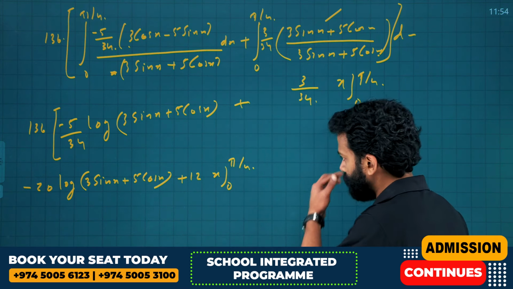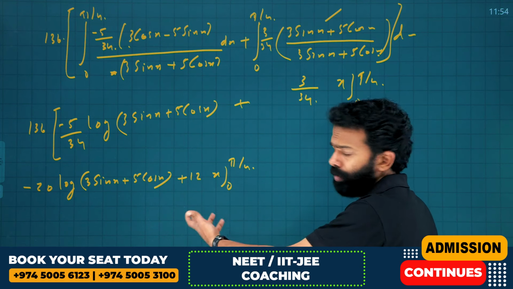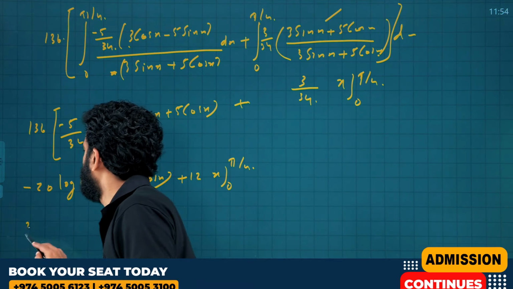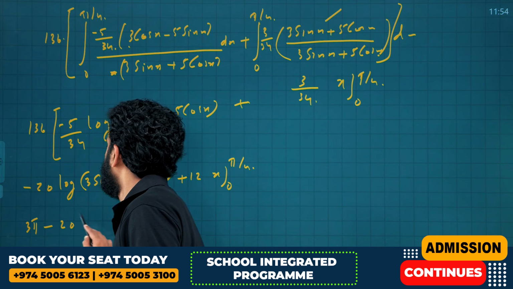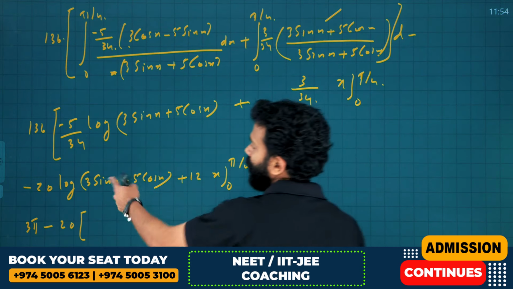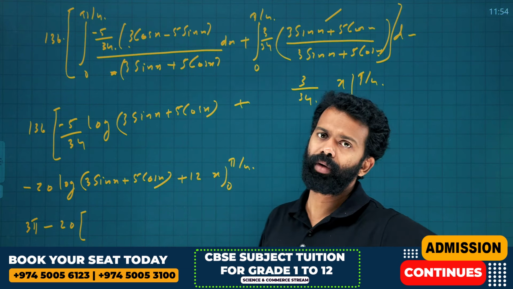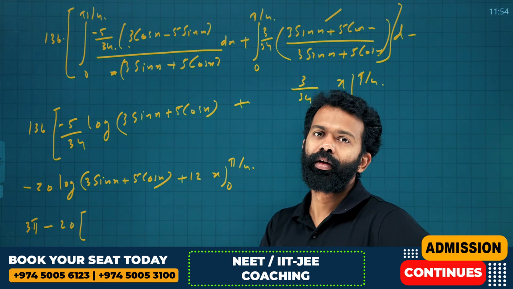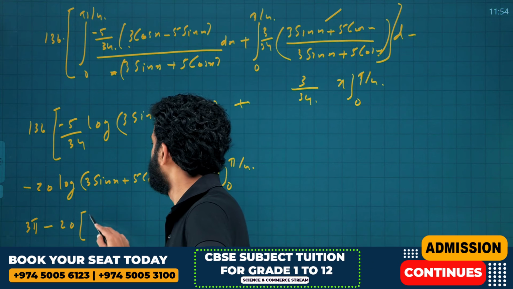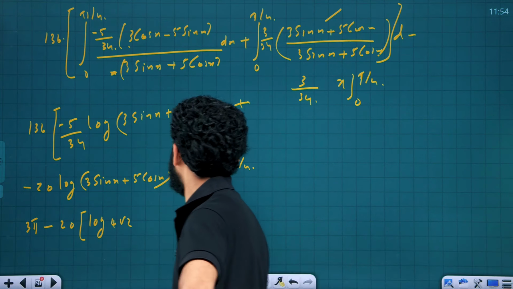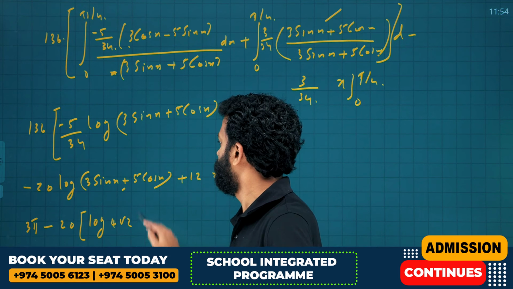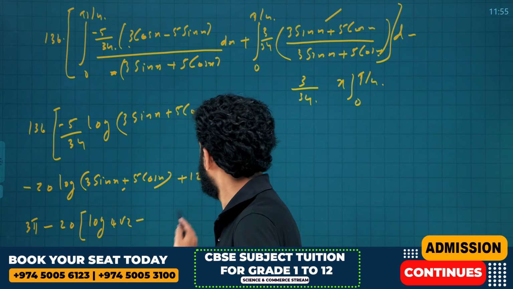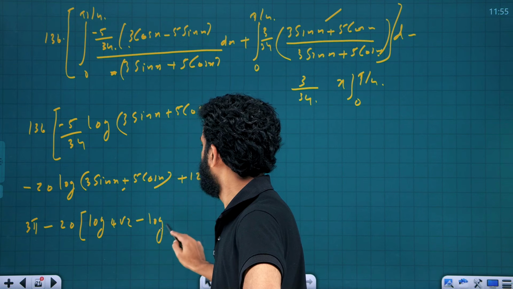Therefore, if we substitute this over here, for 0 we don't need to substitute, so it will be pi by 4 only. What is 12 pi by 4? That is 3 pi. Therefore, we start with 3 pi over here, minus 20 into, if we substitute pi by 4, what will we get? 3 sin pi by 4 plus 5 cos pi by 4, that is 3 by root 2 plus 5 by root 2, that is 8 by root 2, and that is 4 root 2. Therefore, it will be minus 20 into log 4 root 2, and if we substitute 0 over here, this will vanish, and it will be minus 20 into the upper limit, and minus log 5 only.